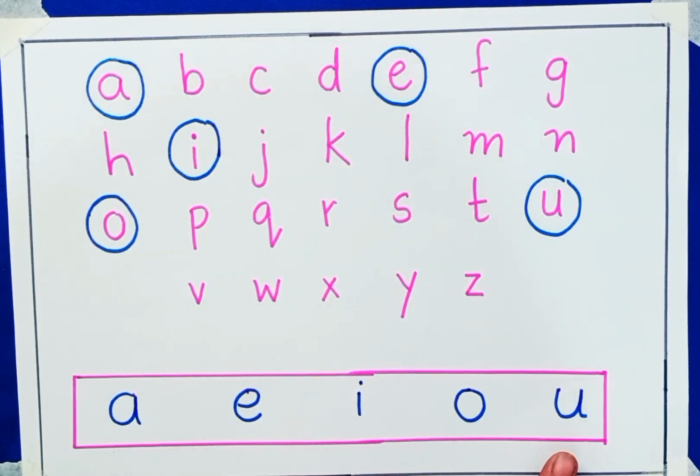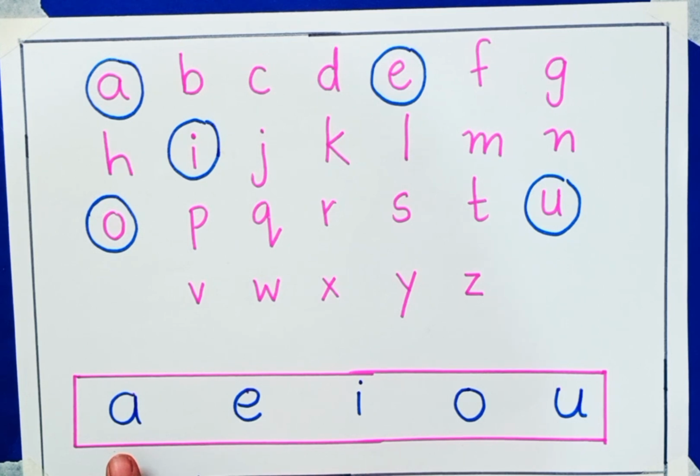So these are vowels. And what are the sounds of these letters? A, A, apple. E, E, egg.